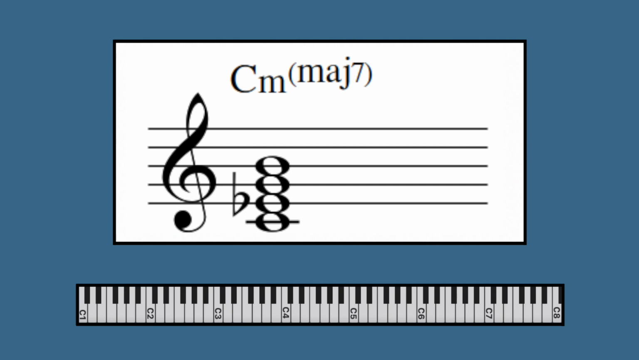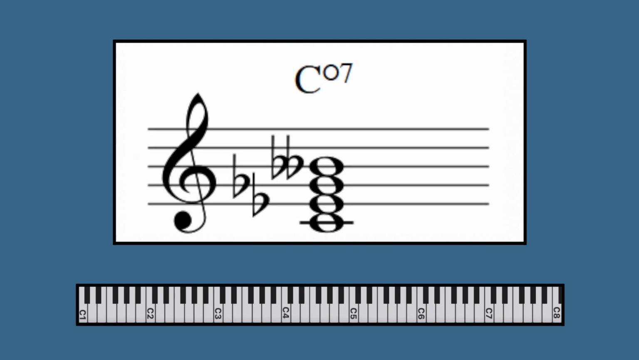Next is the diminished seventh chord. This chord has a diminished triad with a seventh that is lowered twice, so in this case, B double flat. The chord symbol is written like a diminished triad with a 7 to follow it.